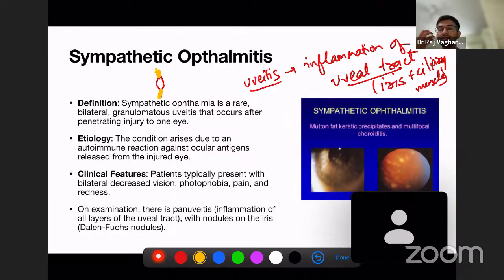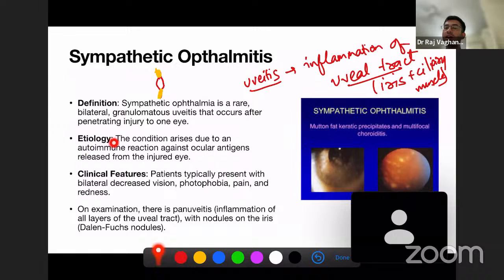So the antigens produced from the injured eye get transferred to the other eye, and there they generate an autoimmune reaction, resulting in sympathetic ophthalmitis in that eye as well. Okay, so that is sympathetic ophthalmitis, our definition and etiology. It is a very important condition.